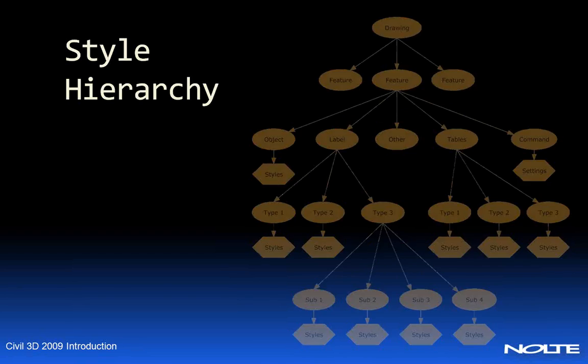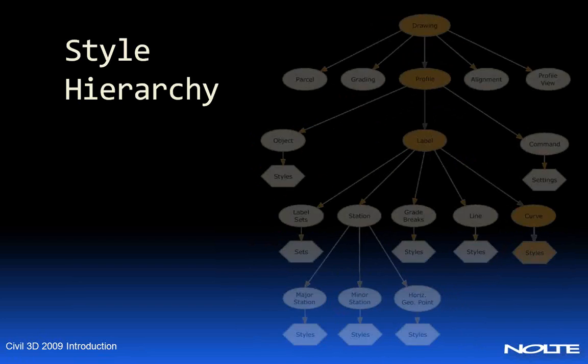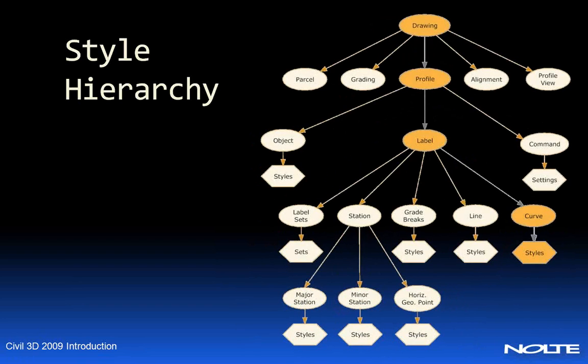To hopefully demonstrate this, I'm going to look at this in reference to some of the labeling components, and we're going to look at our profile labels. I'm going to demonstrate by changing the text style that's assigned to labeling, and I'm going to start at the top. I'm going to change it at the drawing level, and we'll see that this affects every label in the drawing.